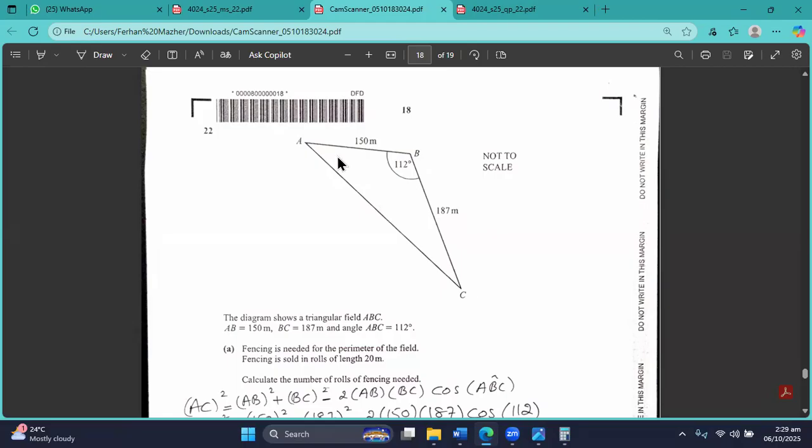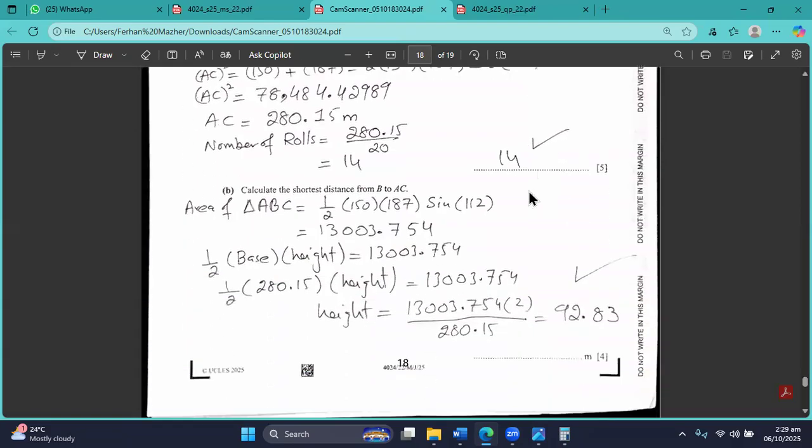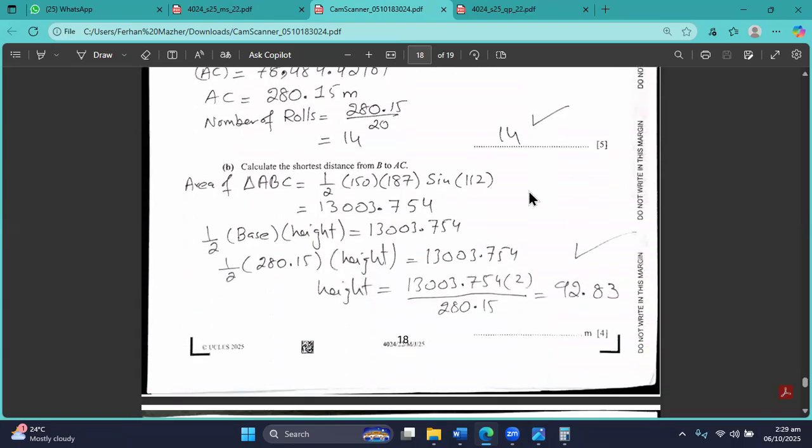Then I will take AC as the base. And from here, I will have the perpendicular distance from B to AC. That will be the height of the triangle. That I will find, and that is the shortest distance between B and the AC. So the area of the triangle ABC will be equal to 1 by 2 into 150 into 187 into sine of 112.